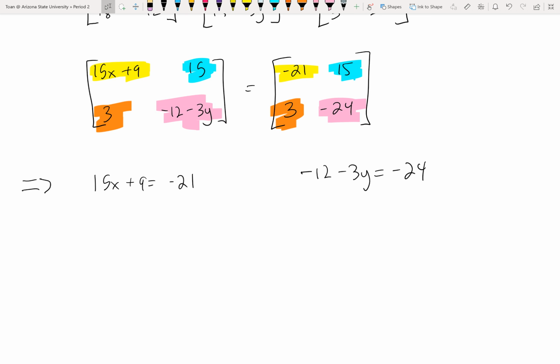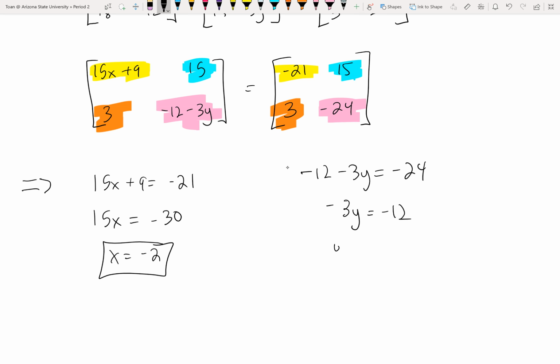Let's work the left equation. Let's subtract 9 from both sides. What is that? Negative 30, and then divide both sides by 15. x equals negative 2. Let's solve for y in the right equation. Let's add 12 to both sides. That's going to be negative 12. And then divide out the negative 3. Get a positive 4. Easy peasy. We solved that equation.